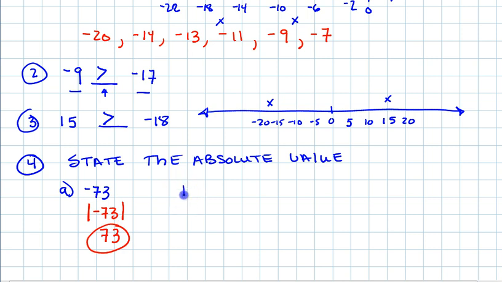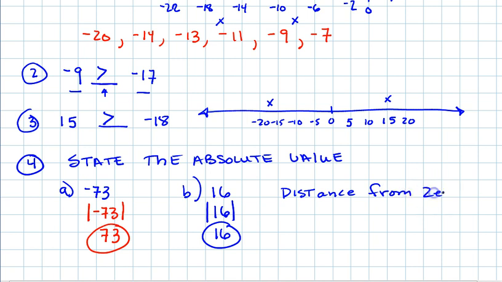Okay, let's try another one. What about 16? State the absolute value of 16. Well, I would notate it like this. 16's distance from 0 is 16. So that would be my answer. Alright, remember, the absolute value is the distance from 0.